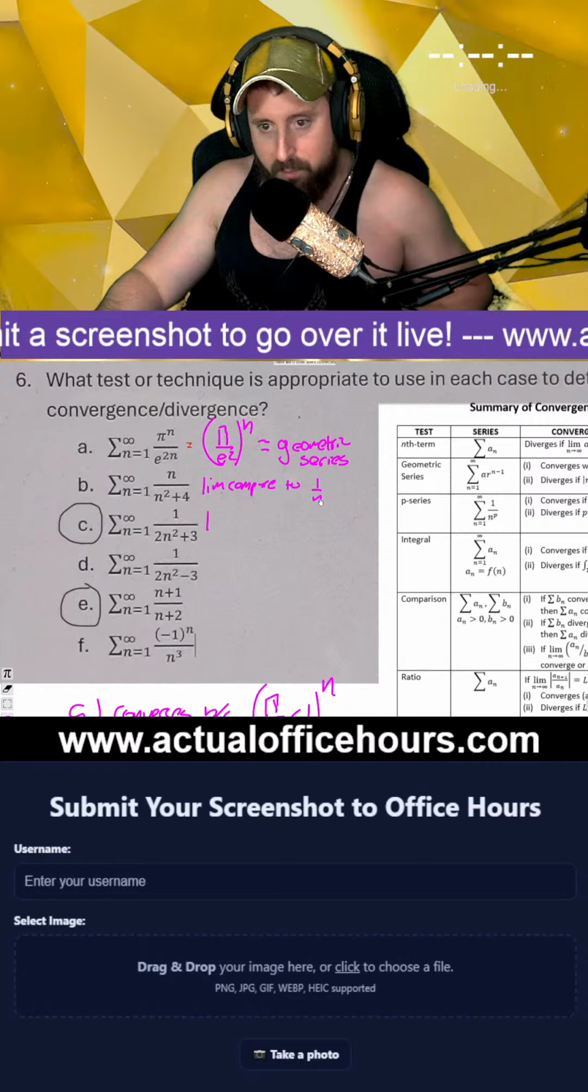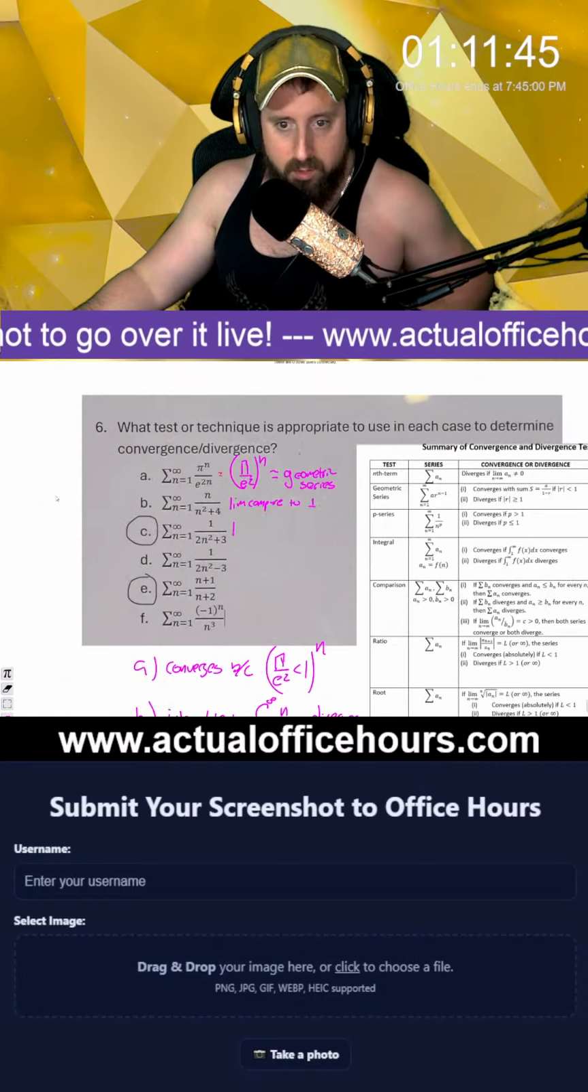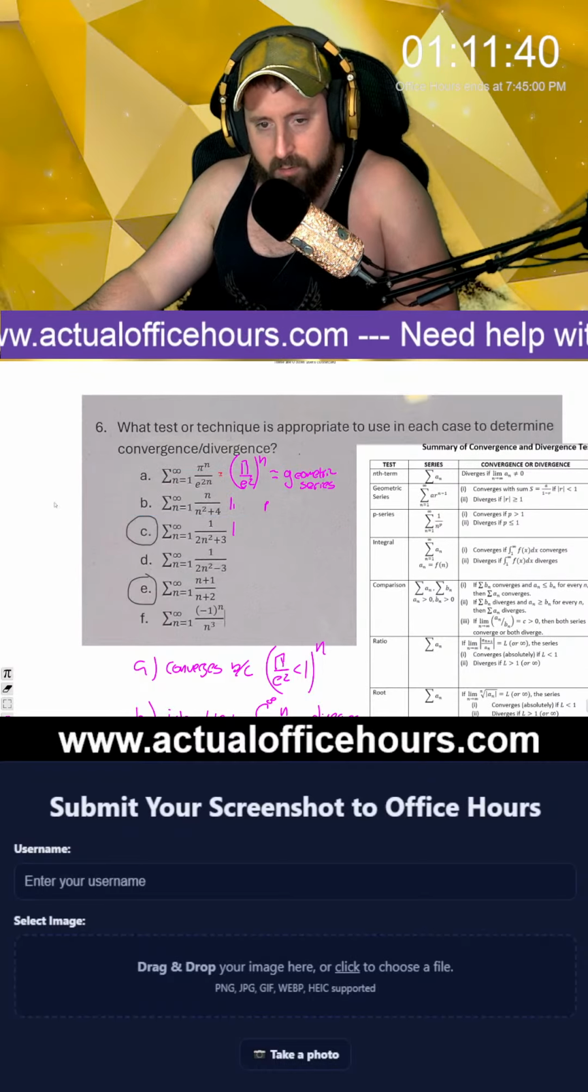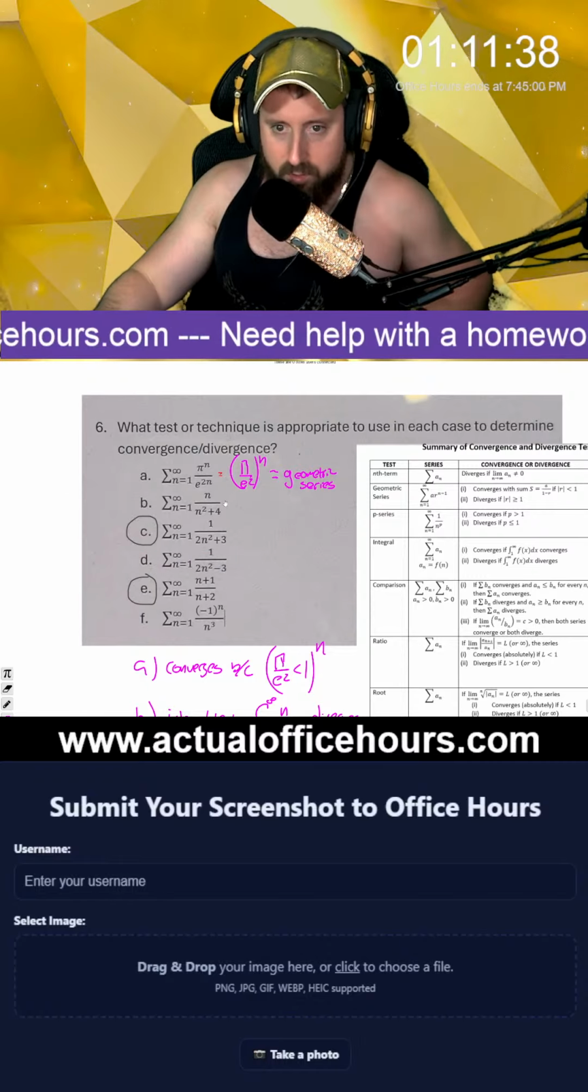This one I would not limit compare. This one I would do integral test. I think that's really clever. Whoever suggested that, great. So this I would do the integral test.